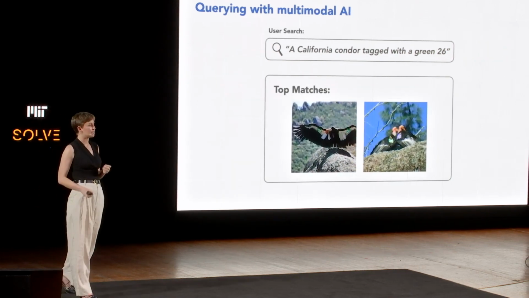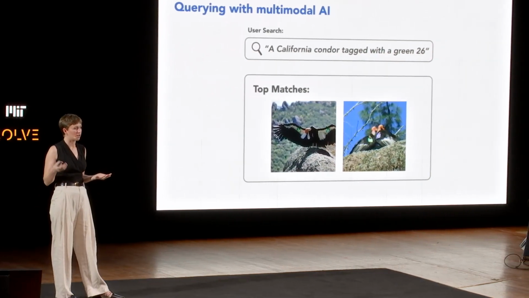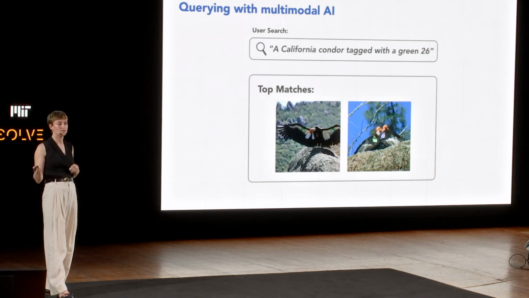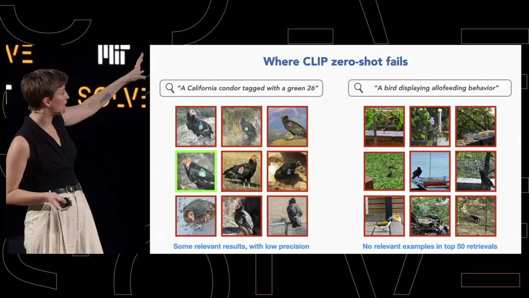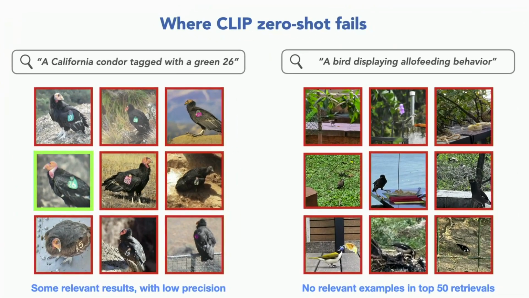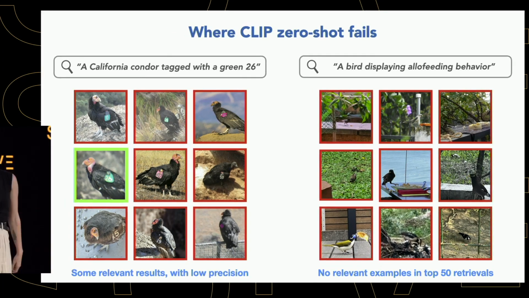And then what this gives us is a mechanism to make it easy for an ecologist, for a scientist, for a community member, for a local area manager to get to useful information, to ask new questions from the data we have. So this is great, but it turns out that these existing models are insufficient to do this for scientific data as is. Turns out there are a lot of different types of low precision errors. So here it's doing a good job of finding green tags on a condor, but they're not the correct number. Or for scientifically nuanced information like allo-feeding behavior, you're not getting relevant examples.